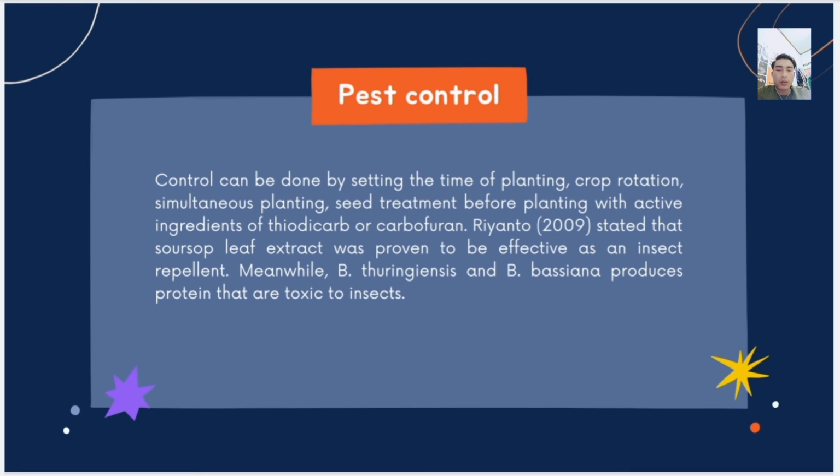Okay, next slide. Pest control. Control can be done by setting the time of planting, crop rotation, simultaneous planting, and seed treatment before planting with active ingredients thiodicarb or carbofuran, Rianto 2009. It was found that soursop leaf extract was proven to be active as an insect repellent. Bacillus thuringiensis and B. bassiana produce proteins that are toxic to insects.